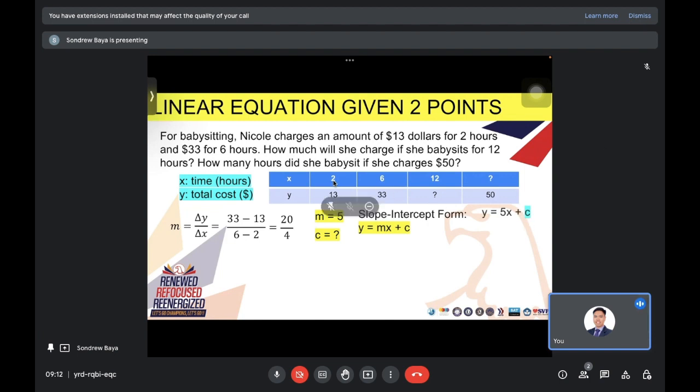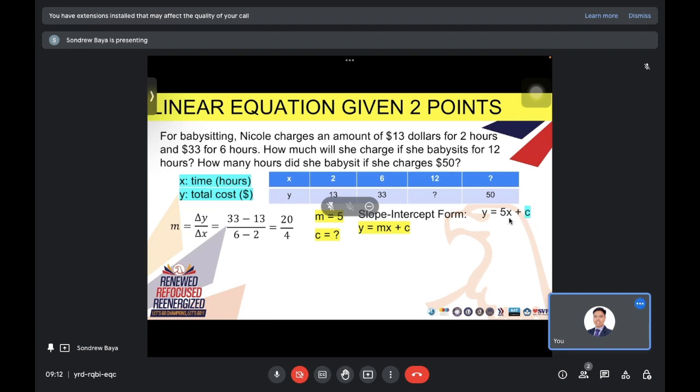Again, you might want to go back here to find the amount when x is 0, but that might be a longer process. So now, the question is, how do we solve for the c? To solve for the c, we just need a certain value of x and a certain value of y. Alright? So that we can solve for the c.